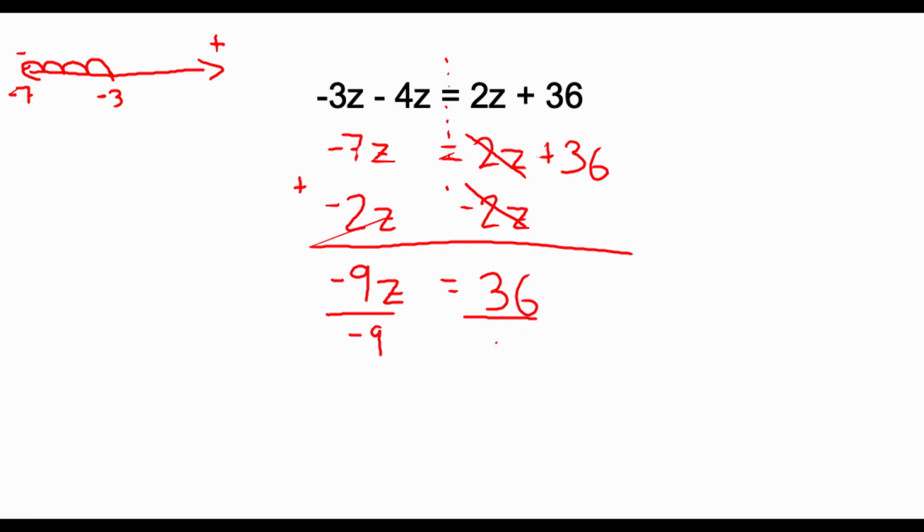I'm going to divide this side by a negative 9 as well, leaving us with z equal to, now 36 divided by 9 is 4, but since the 9 is a negative, positive divided by negative, we get a negative result, so it's a negative 4. And that's the final answer.